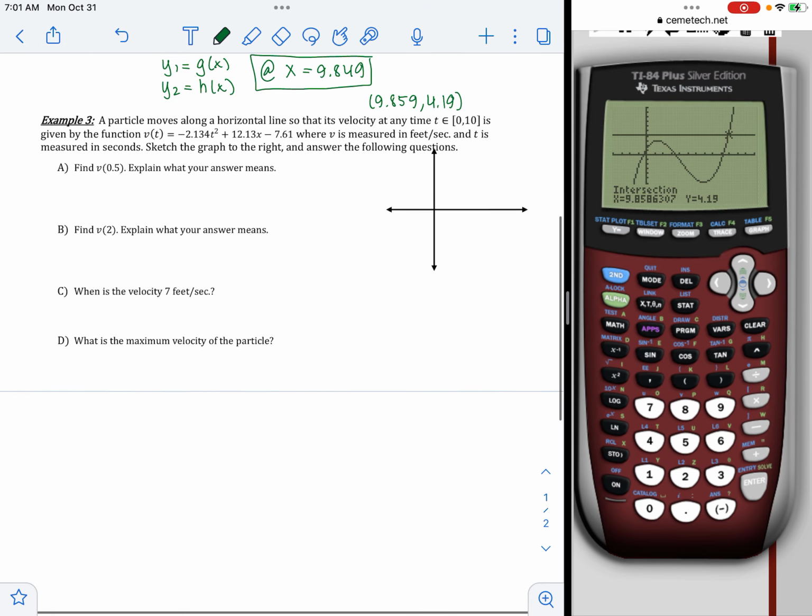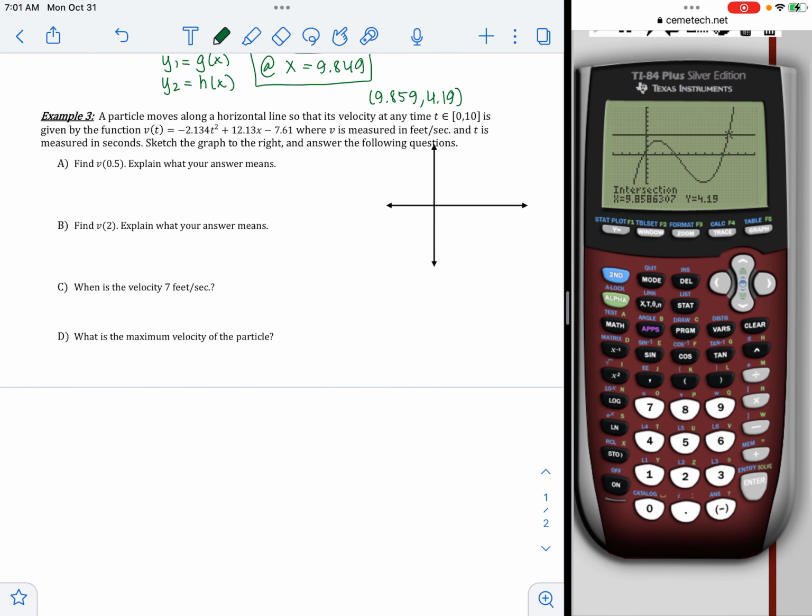Okay. One more problem. A particle moves along a horizontal line so that its velocity at any time on the interval 0 to 10 is given by this function, where v is measured in feet per second and t is measured in seconds. Sketch the graph to the right and answer the following questions. So go back to y equals. I'm going to clear out my two equations in here, and I'm going to put this one in there. So negative 2.134x squared plus 12.13x, it's t, but that's what our calculator uses, minus 7.61.